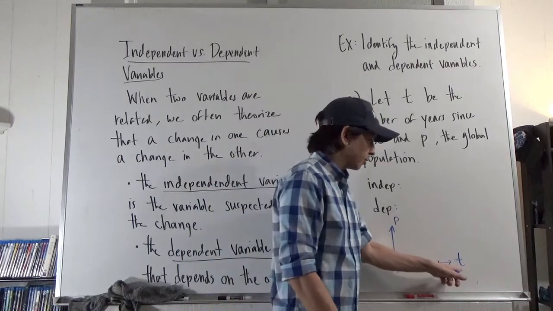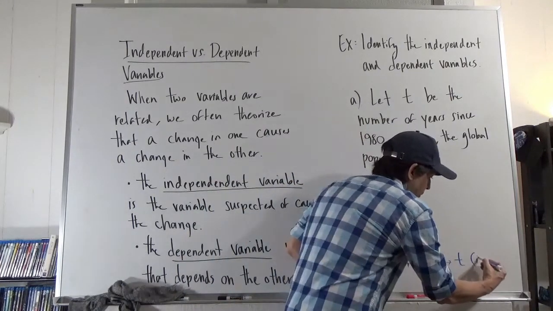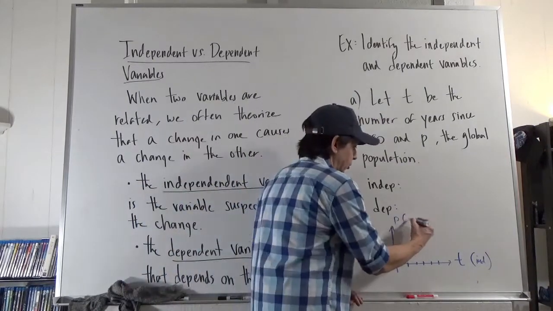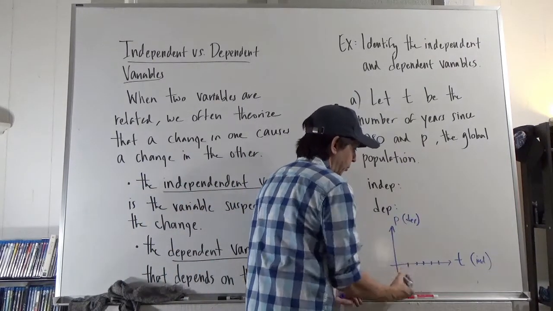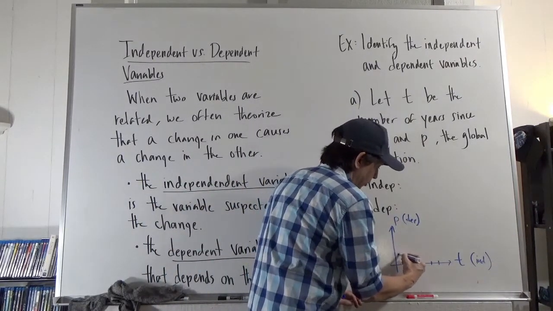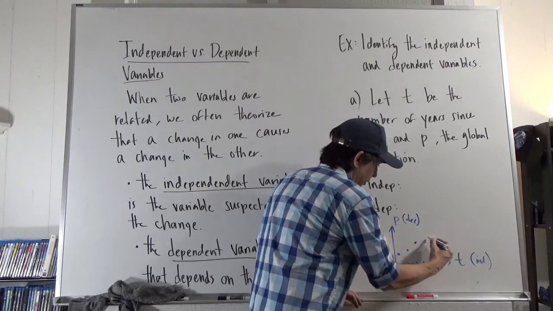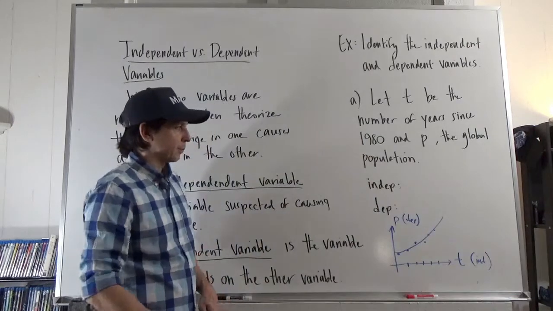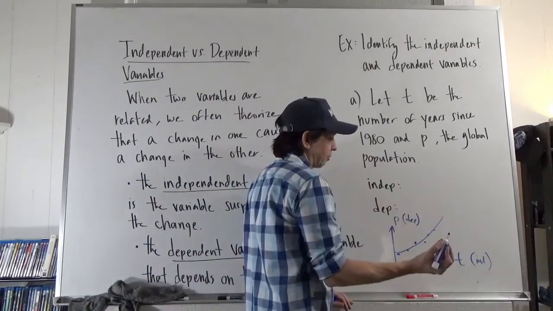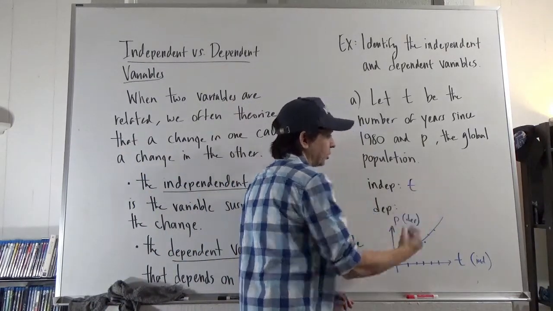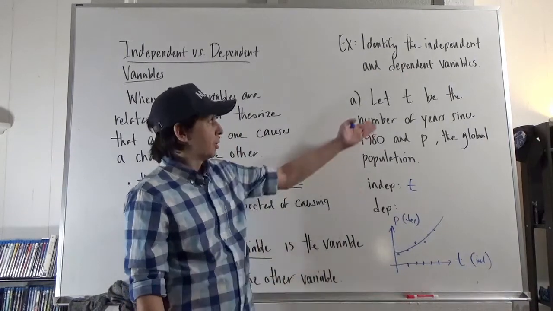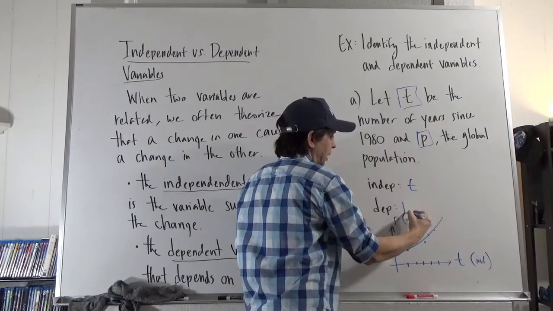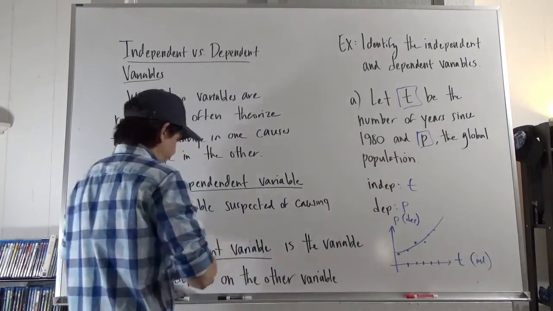And T is like X, that's your independent variable. That's always going to go along the horizontal axis. And P is going to be your dependent variable. And if you want to see the graph of the global population, you would see it going up like this. And maybe we'd see it growing. But anyway, the main thing is we just identify independent variable is just T. You don't need to write that word out. The T is a variable, P is the other variable, and your dependent variable will be P.